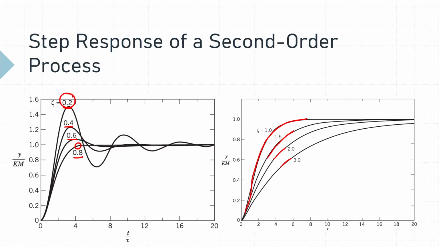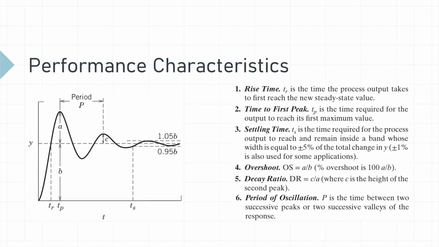Now, as you can see, we could also describe the performance characteristics of an underdamped process. Here we have the rise time, which is just the time the process output takes to first reach the new steady state value. That is from here to here. That is the first time that we reach the steady state value. Next, time to first peak is called Tp. That is coming from 0 to the time that we reach our first peak. Hence, time to first peak.